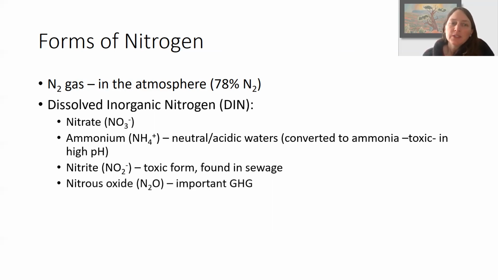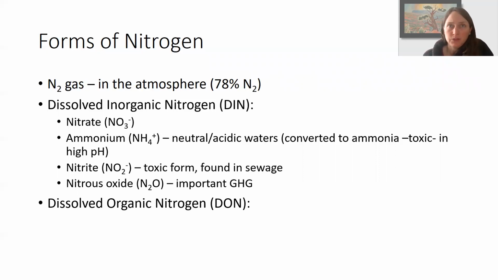And then nitrous oxide is a gas. It's an important greenhouse gas, which is GHG. That's what that stands for. Then there are also dissolved organic forms of nitrogen. So anytime something falls into the water, it dissolves out things like amino acids and lipids and proteins. All of those things can be in dissolved form in water bodies. And plants and other organisms can access these organic forms of nitrogen.